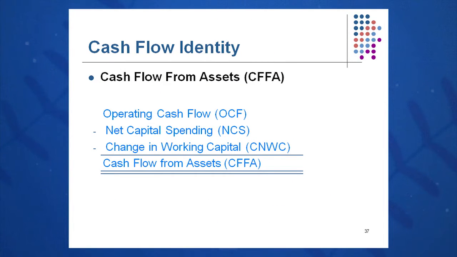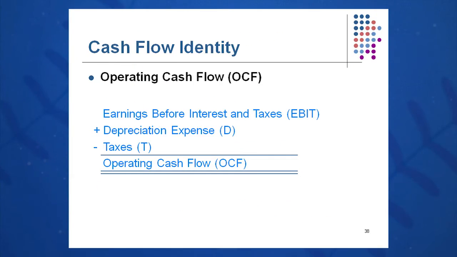Cash flow from assets, let's break this down and see where we find this information. If someday you have to calculate this, you'll know where to get it. Cash flow from assets is OCF minus NCS minus CNWC. Operating cash flow comes exclusively from the income statement. That's the first thing we have to find for any company. For instance, for Microsoft, we pull off their earnings before interest and taxes, add back their depreciation expense, which is also on the income statement, and then subtract their taxes. This will give cash flow from operations, operating cash flow. That'll be the first term in your cash flow from assets.